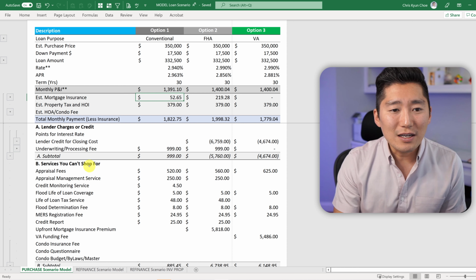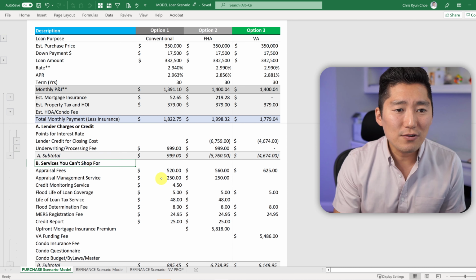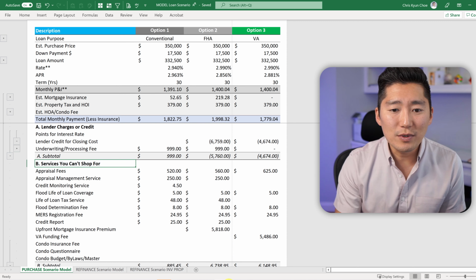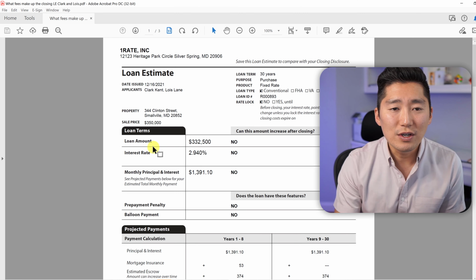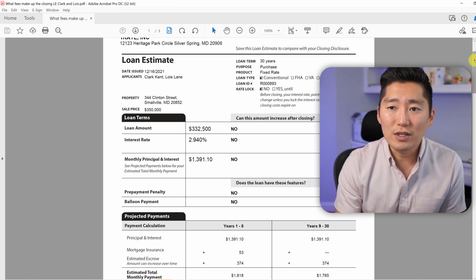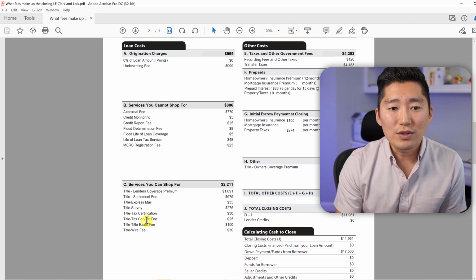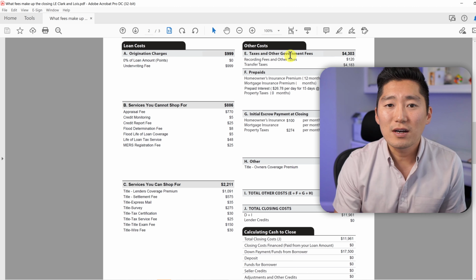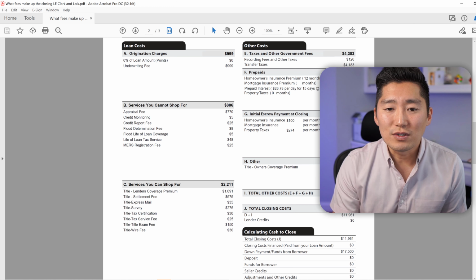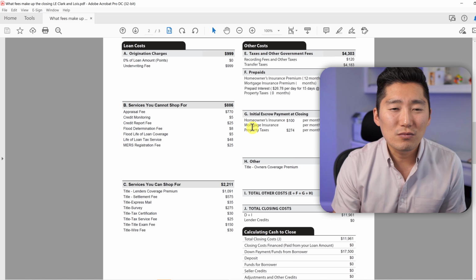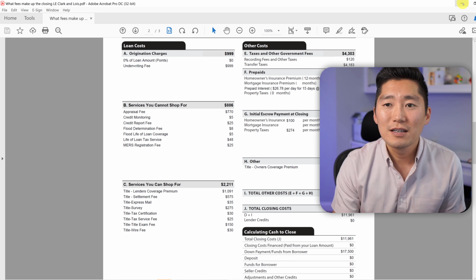Now, if we go into section B, that's another thing that we did with this model, is we try to mimic the loan estimate. So if we go into the second page of the loan estimate where it's the details, if we go down here, it's all broken up into what the loan costs are, sections A, B, and C, and then the other costs, which is the tax and insurance, prepaids, the escrow, and then the other, which is the owner's title coverage. Okay, so we try to mimic this, but this felt really choppy to try to compare side by side.